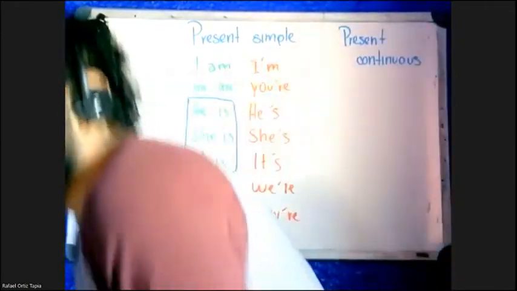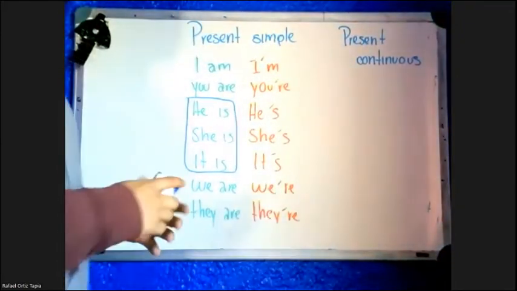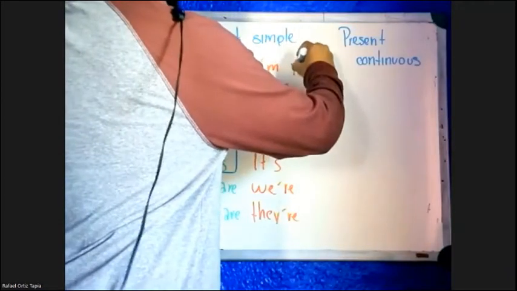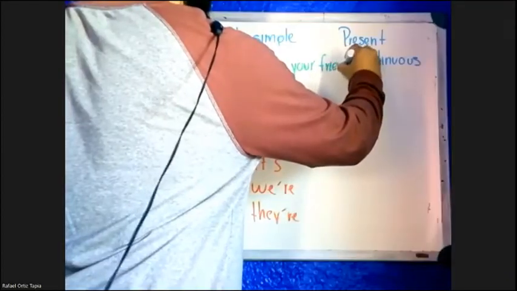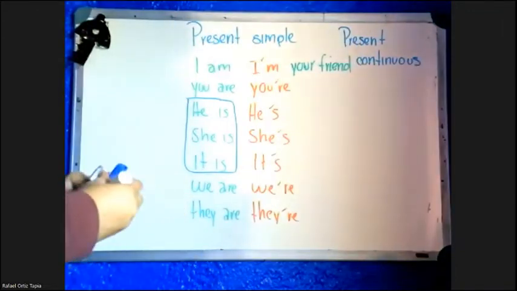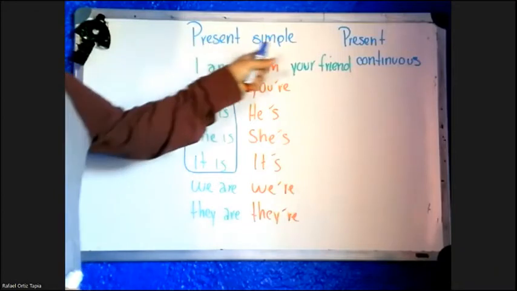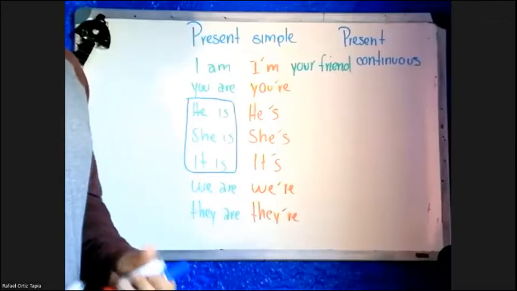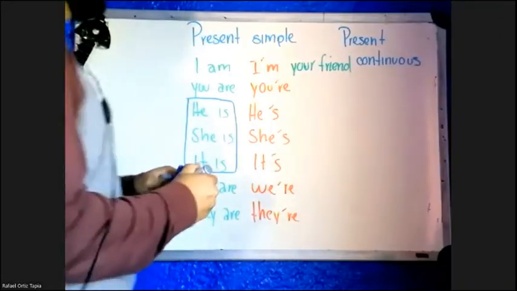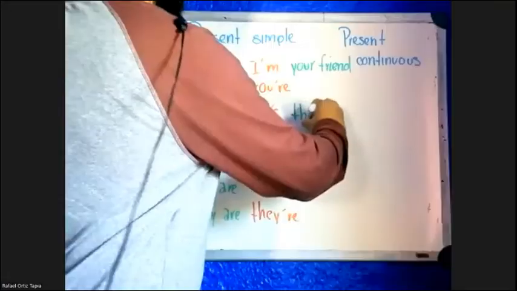So the point here is, you can have many combinations. I mean, you can have like, I'm your friend, right? Oye, yo soy tu amigo. Es decir, mi punto es que para que tú ocupes el verbo to be en presente simple, tienes que tener cualquier cosa después de estos, pero nunca un verbo. Puedes tener un sustantivo. Por ejemplo, tú puedes decir, he's the boss, ¿no? Él es el jefe. He's the boss.